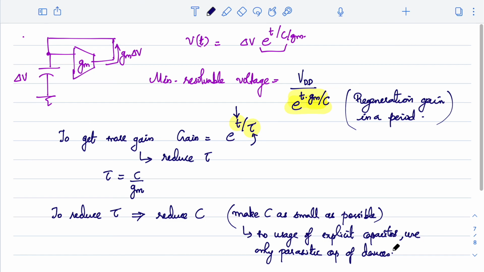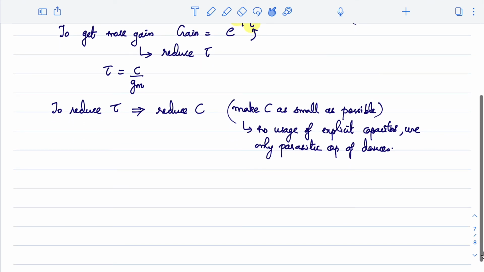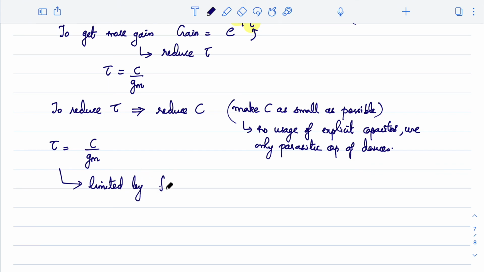Again, if you look at this tau factor, let me write it here. Tau is C by Gm. As I told, C is not an explicit capacitor that we put. The capacitance is the parasitic capacitance of the device itself. That means there is some other limitation, or the limitation comes from the MOSFET itself, limited by the FT of the MOSFET, because you can see that tau is approximately proportional to 1 by FT. And FT cannot be pushed; there is a limit even for FT.